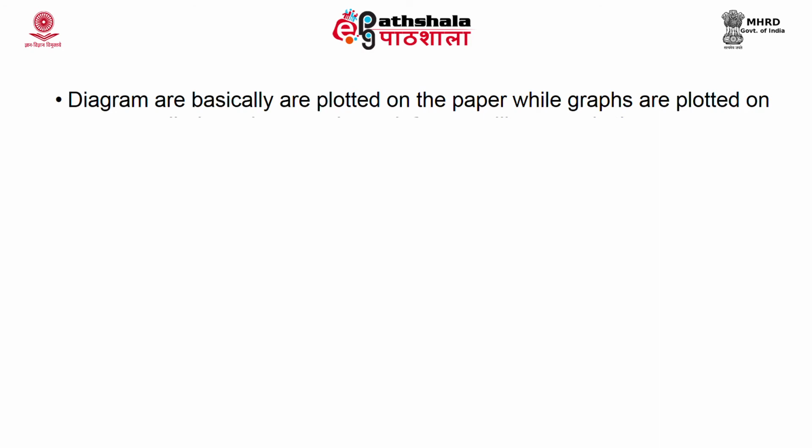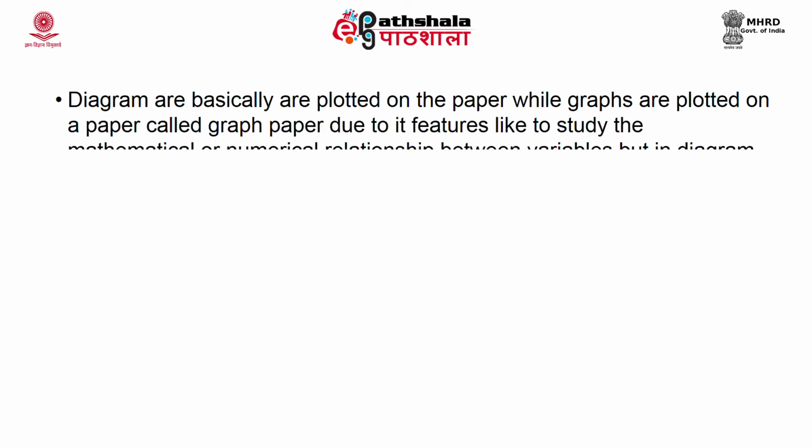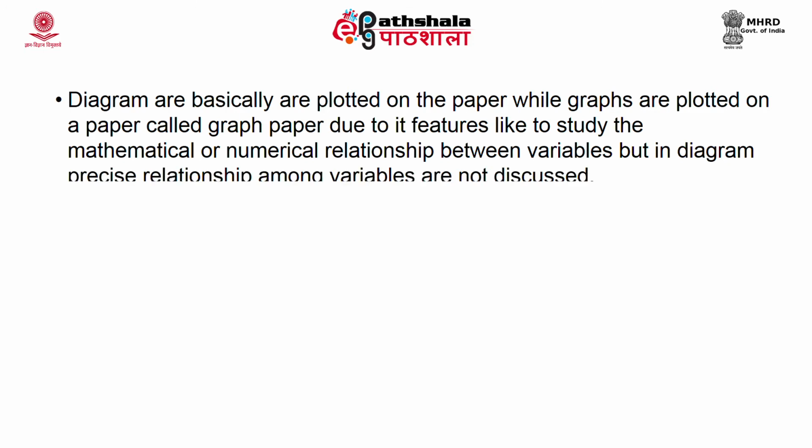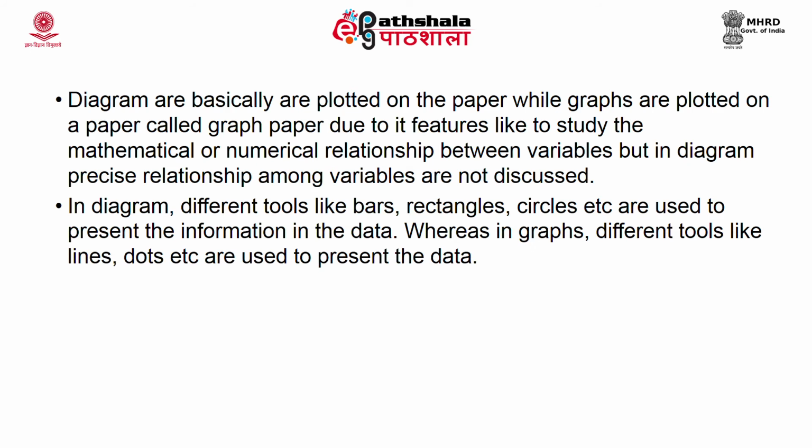Diagrams are basically plotted on plain white paper, while graphs are plotted on a paper called graph paper, due to features like studying the mathematical or numerical relationship between variables. In diagrams, precise relationships among variables are not discussed. In diagrams, different tools like bars, rectangles and circles are used to present the information in the data, whereas in graphs, different tools like lines, dots, etc. are used to present the data.